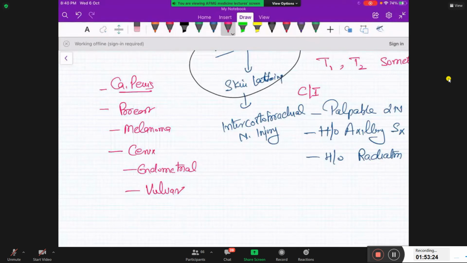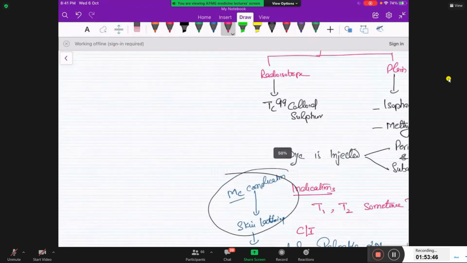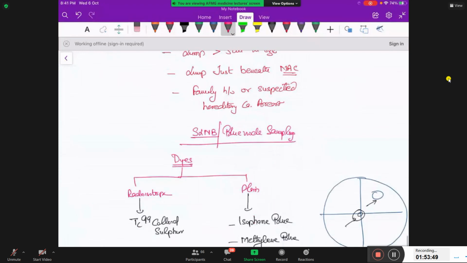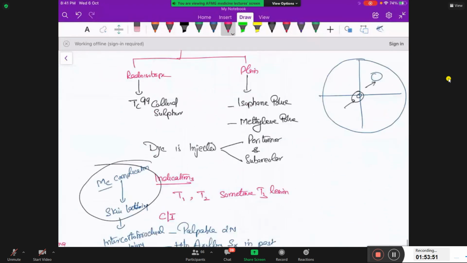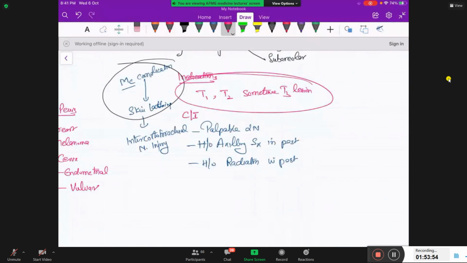Understood? Level 1, no, we are just removing one lymph node. Okay, sure. Yeah. If the indications of sentinel node biopsy are there and contraindications are not there, you should always do a sentinel node biopsy before doing an axillary dissection. Got it?